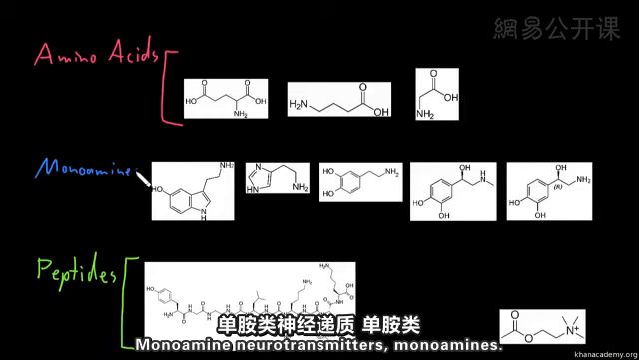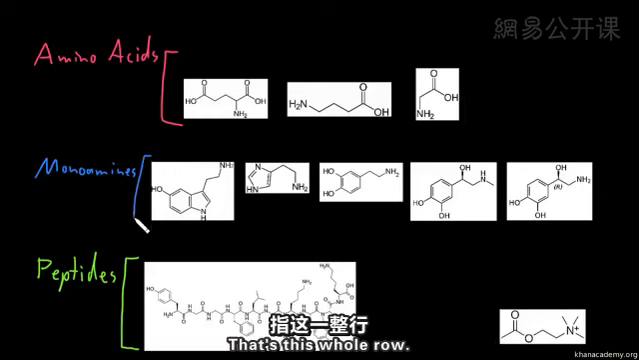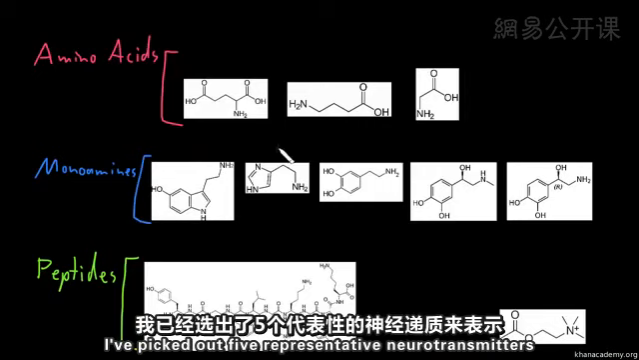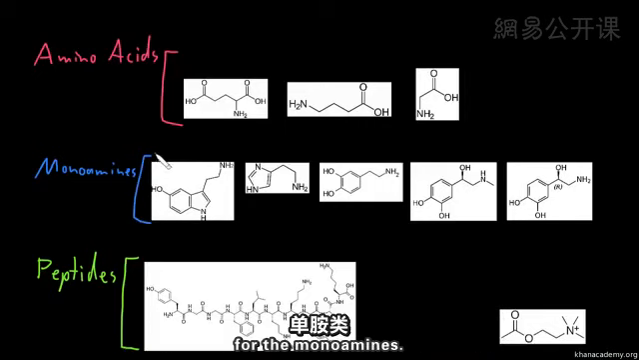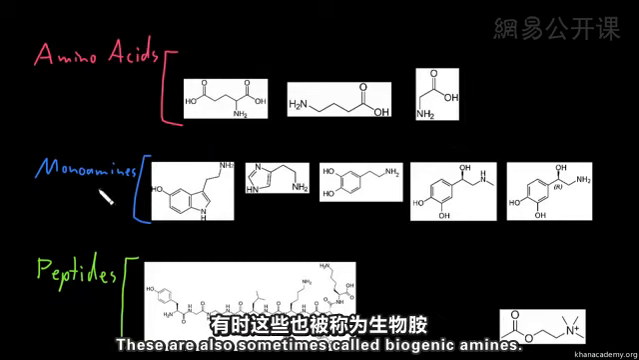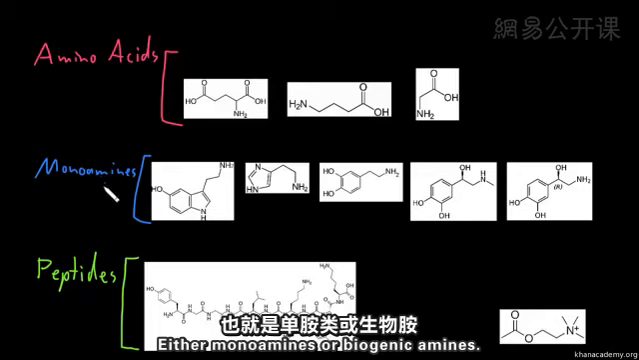The neurotransmitters in this row will represent our next big category, which are the monoamines. Monoamine neurotransmitters, monoamines. That's this whole row. I've picked out 5 representative neurotransmitters for the monoamines. And these are also sometimes called biogenic amines. So either monoamines or biogenic amines.